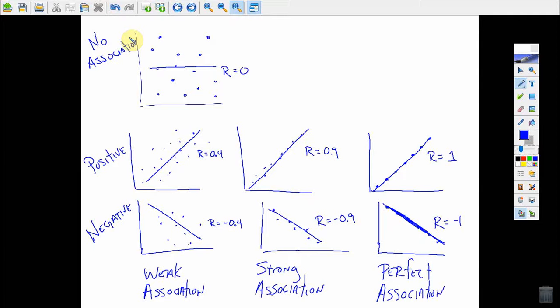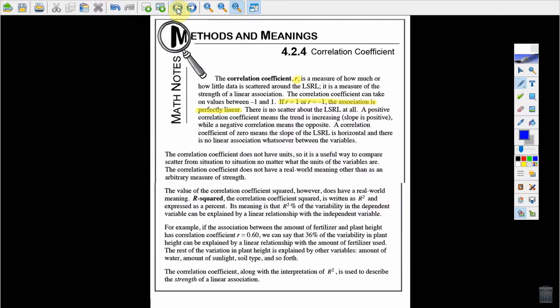So, the closer to 0, the weaker the association. The closer to 1, the stronger the association. If it has a positive slope, it's going to have a positive R value. If it has a negative slope, it's going to have a negative R value. Let's go back to the notes.